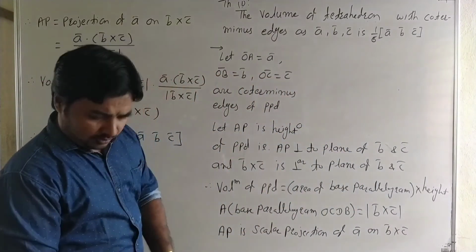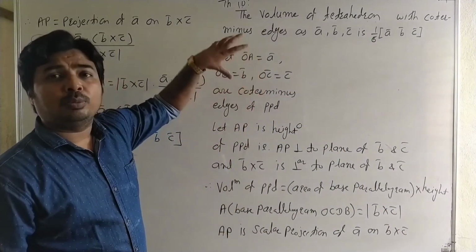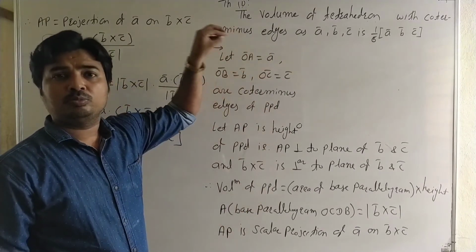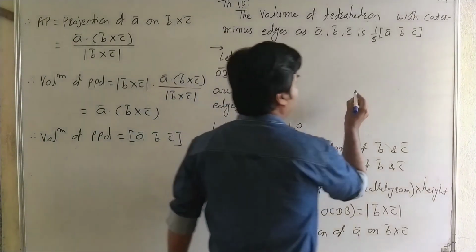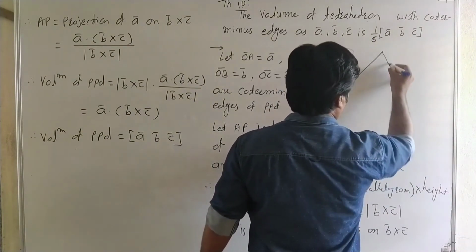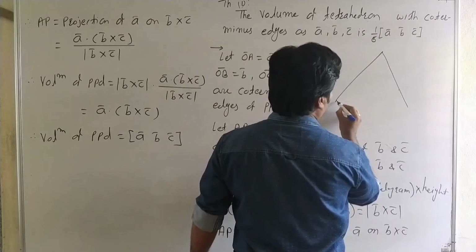Now we find the volume of the tetrahedron. Same concept used in the volume of the parallelepiped. We can draw a tetrahedron. Here all surfaces are triangles.